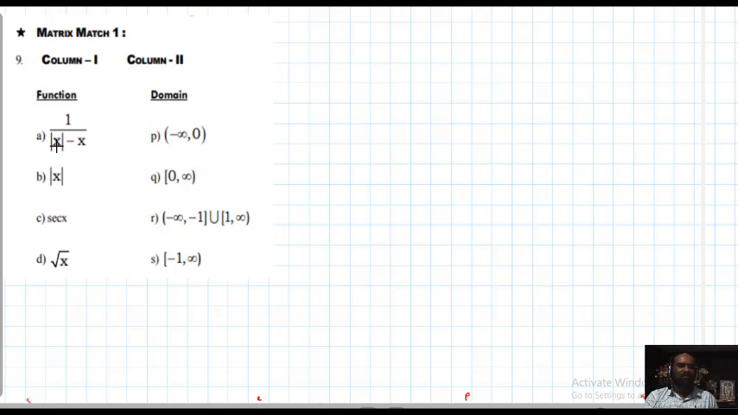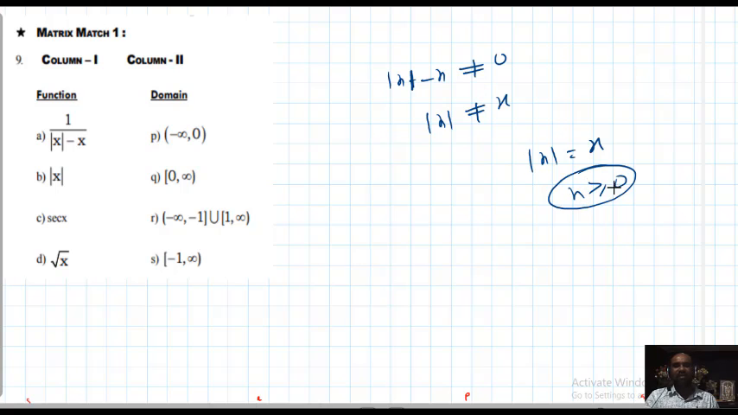Function domain. See, mod x minus x should not be 0. We should find such x values. Mod x should not be equal to x. First of all, when does mod x equal x? Actually, when x is greater than or equal to 0. So x should not be greater than or equal to 0. X should be less than 0. This is the domain, less than 0. This is the answer, and it should be paired with this.